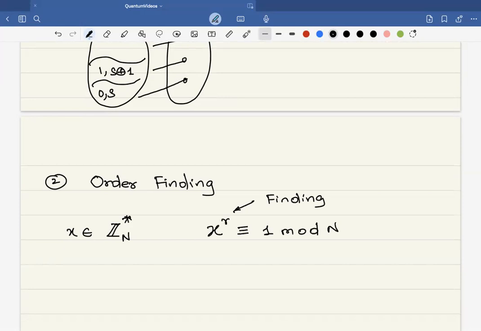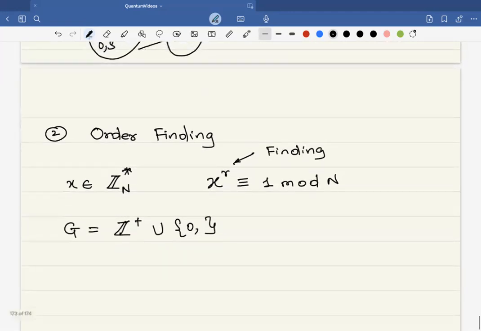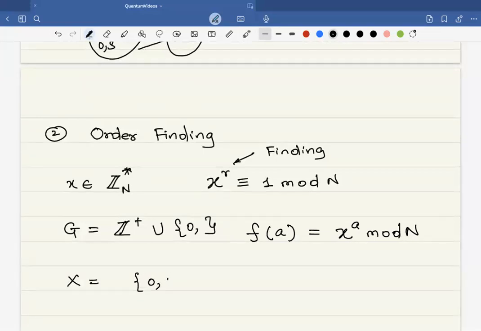So how do we reframe this into the hidden subgroup problem? We'll take G to be the integers, actually the positive integers union 0. And we'll take f such that f(a), where a belongs to G, is equal to x to the a mod n. So X, which is the range, will be essentially 1, x, x squared, and then since r is the period of x, things will start repeating. So there will be r elements in this X.